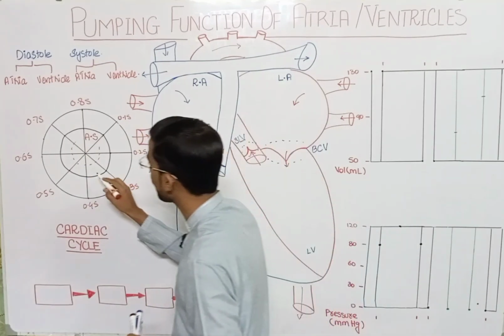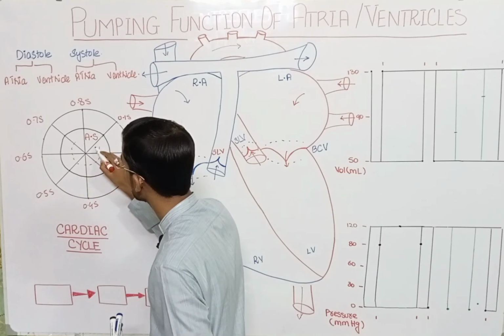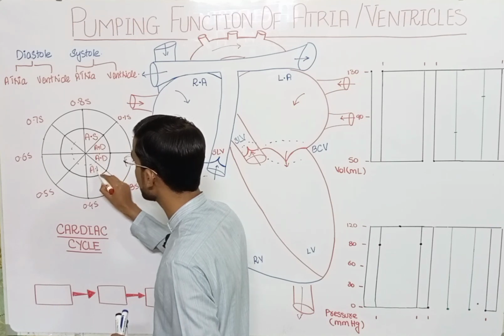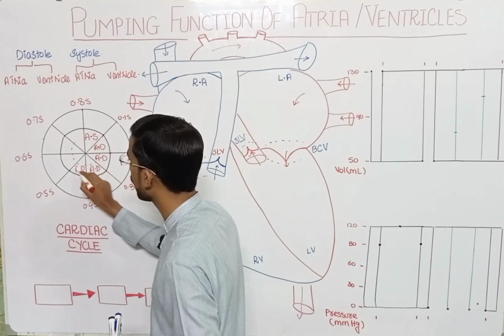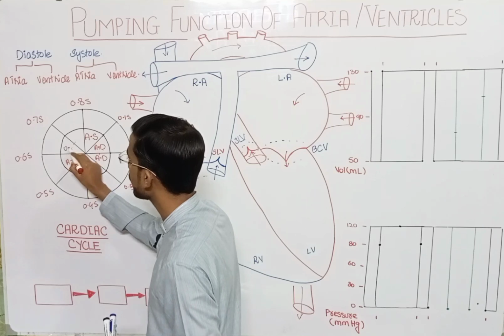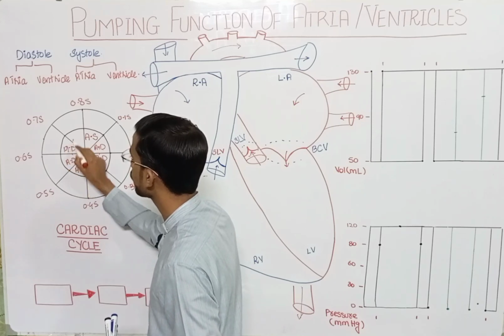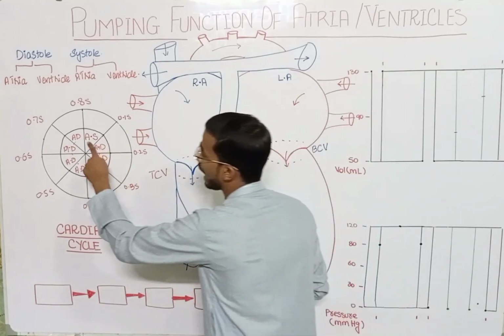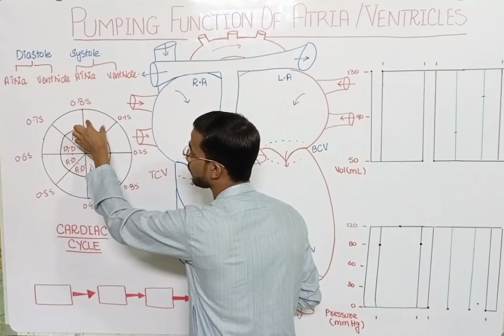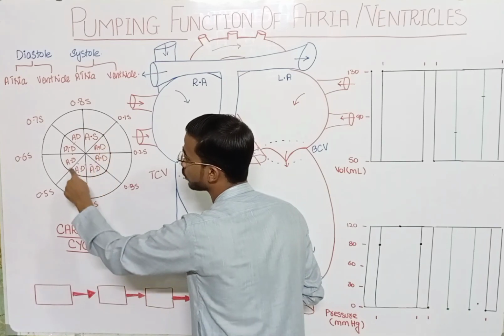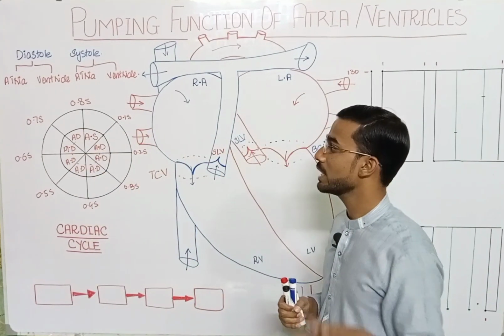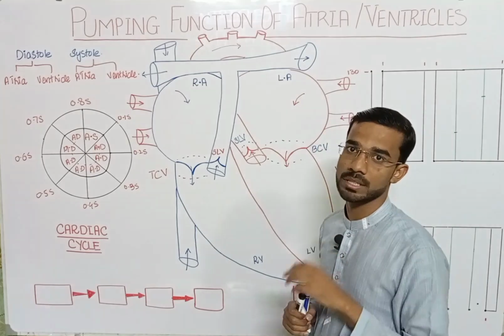So 0.7 is for the atrial. Here is the atrial diastole. In that situation you see the atrial diastole repeated across the boxes. Atrial systole is just for 0.1 second, and after that the atria remain in diastolic state for 0.7 second.